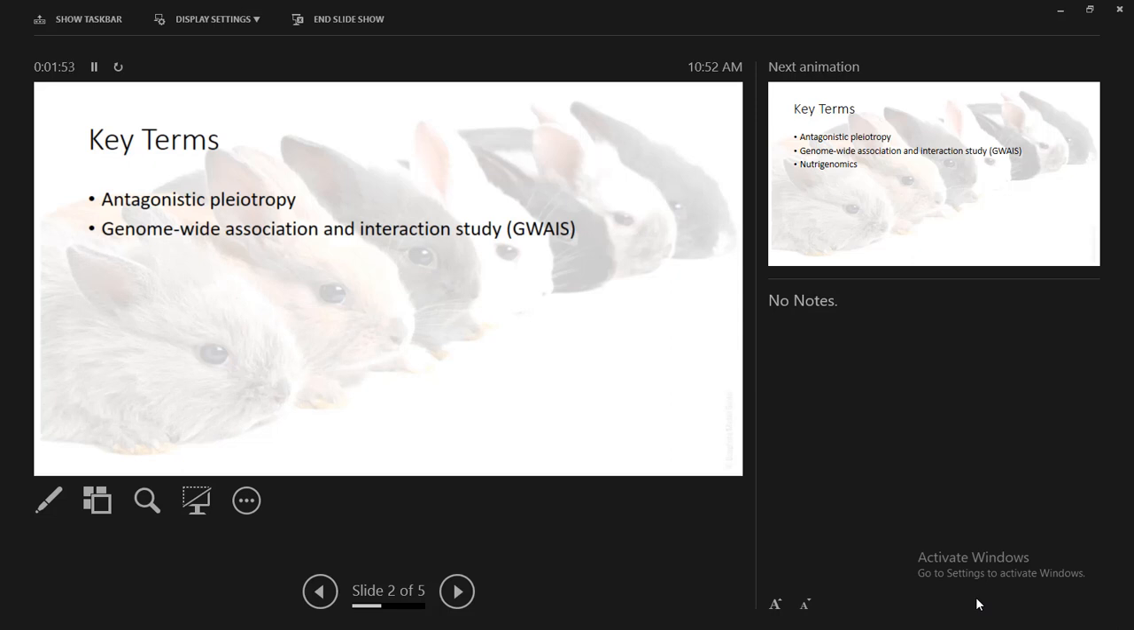Genome-wide association and interaction study. It's a mouthful. Maybe a couple mouthfuls. Couple mouths full. There we go. Grammatically correct. So we've talked about genome-wide association studies, and this is basically where you're looking at the entire genome and looking for any place that correlates with some specific phenotype, with some specific character. Now, with these genome-wide association and interaction studies, we're looking at basically that same thing, any part of the genome that correlates with a particular phenotype under different environmental conditions.